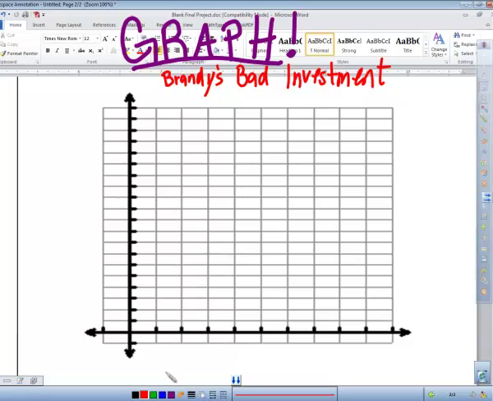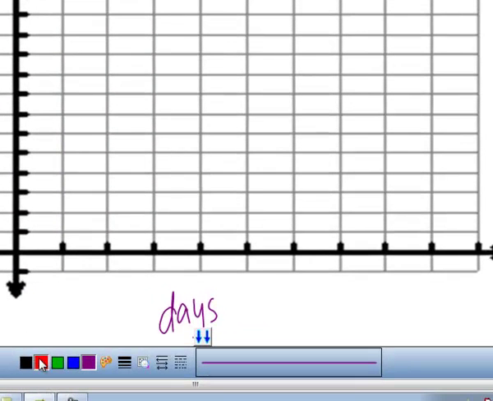Alright, so now from here, we are going to label my x and my y axis. My x is going to be my days. We've already talked about that. And then my y is going to be money. And this money is going to be in thousands. So I'm going to label my days. I've got 1, 2, 3, 4, 5, 6, 7, 8, 9, 10 days.